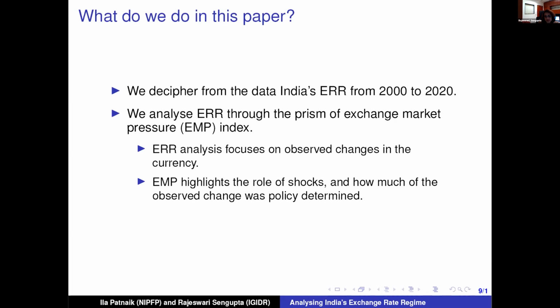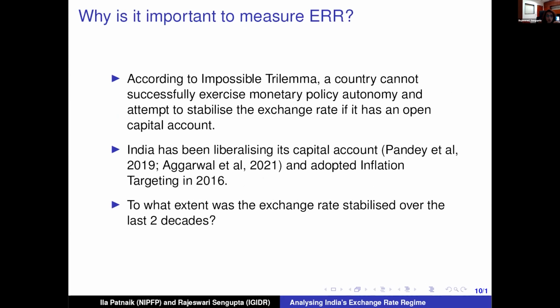And of course, we have done this for India because it's a very interesting case study for us, but this can be done for any emerging country as well. Why is it important to measure exchange rate regime? Well, apart from the fact that the central banks of EMs like India do not disclose transparently, and therefore one has to decipher from the data.